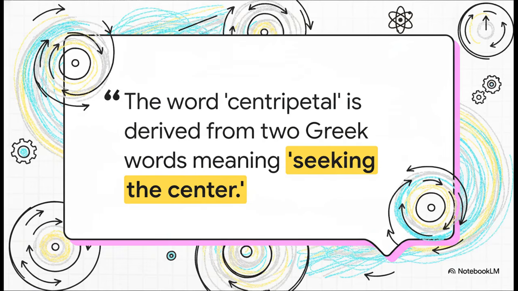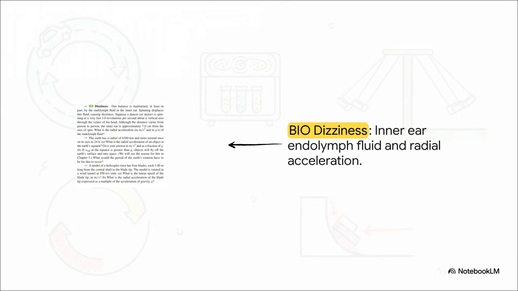It is perpetually, endlessly seeking the center of the circle. And this brilliantly illustrates how these forces actually affect our biology. Look at the data for a dancer or an ice skater spinning at a blisteringly fast 3 revolutions per second.